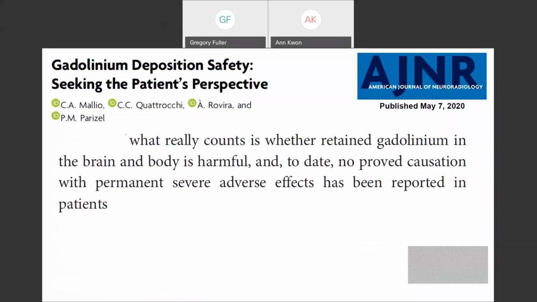All right, here's the bottom line. Let's go to the bottom line. What really counts is whether retained gadolinium in the brain and body is harmful. Is it harmful?